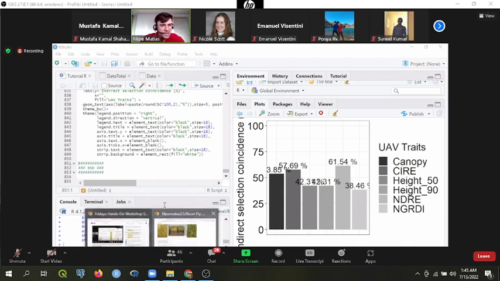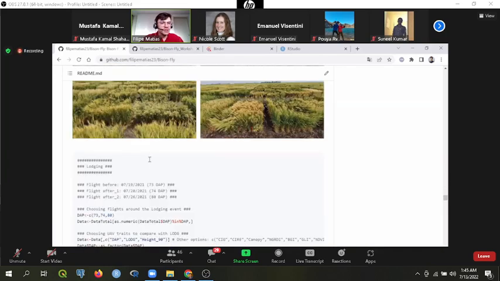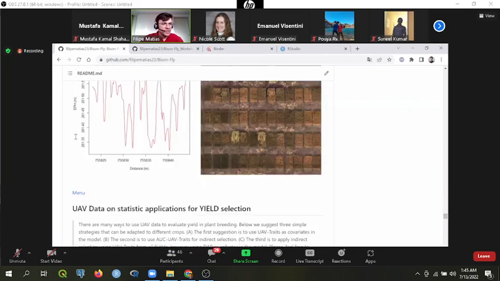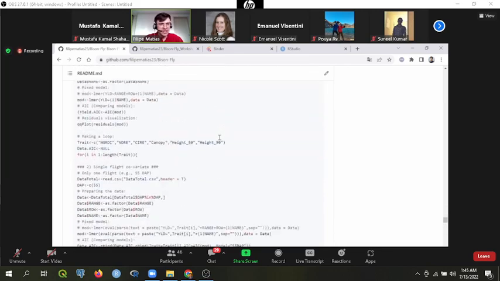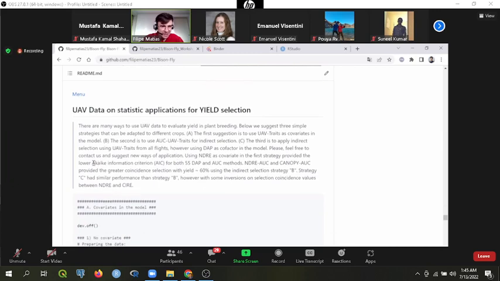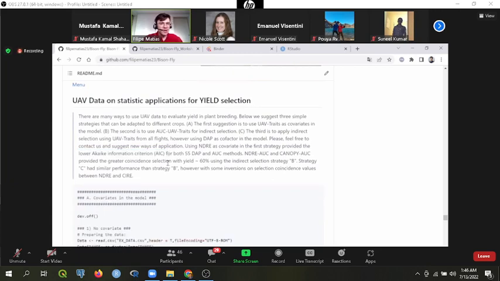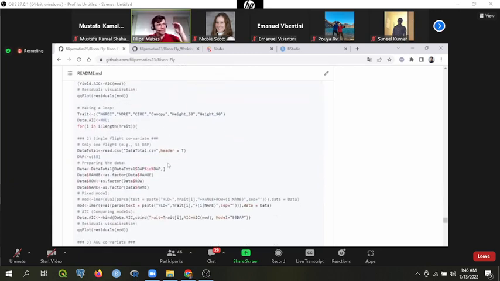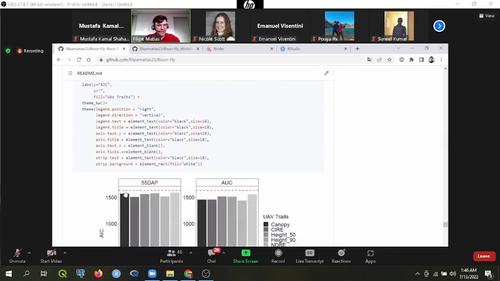We do have a better explanation about this step in the tutorial when you come to this part right here, like using UAV data to evaluate yield and applying selection. We do explain here the AIC, and explain how this fits better when you only want to use yield, BLUP, or adjusted means for applying selection. The fact of reducing this value means that your model is better fit.